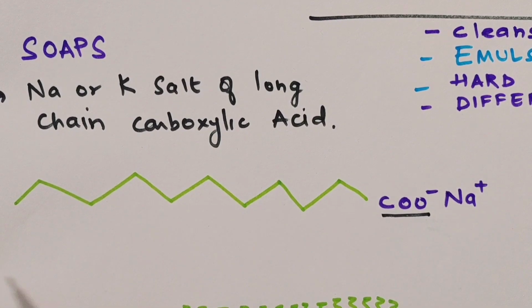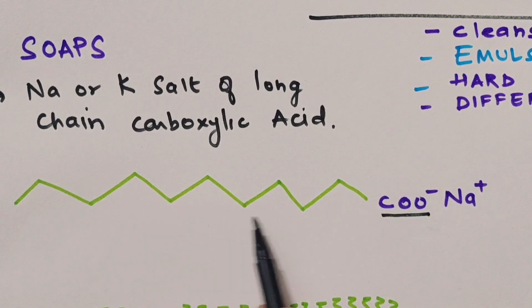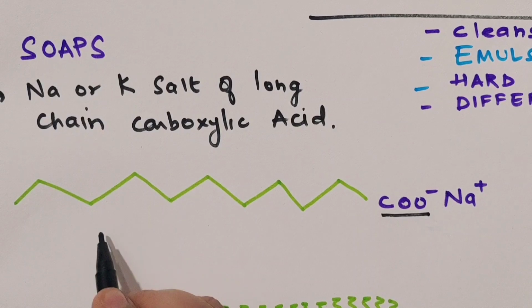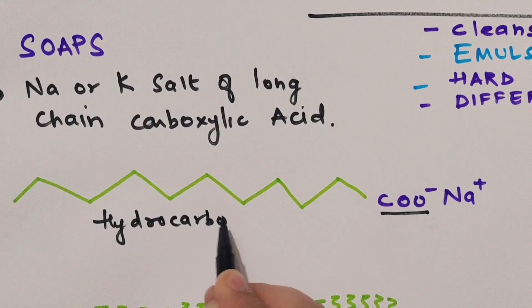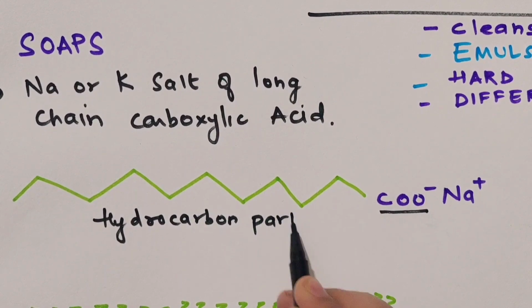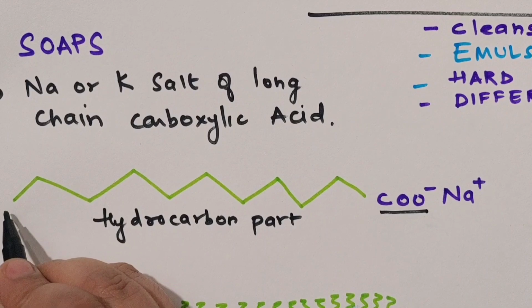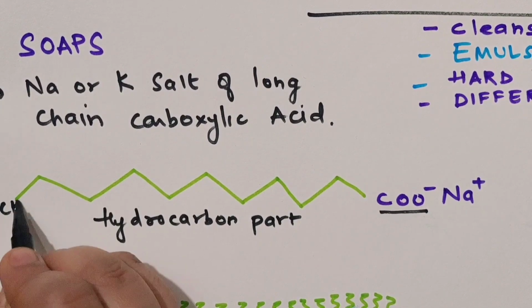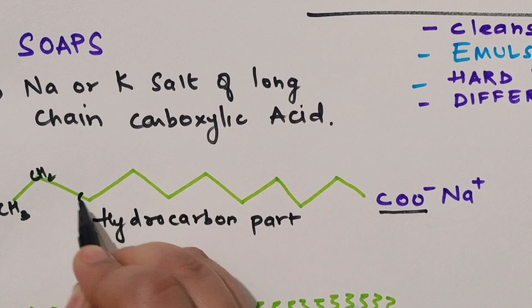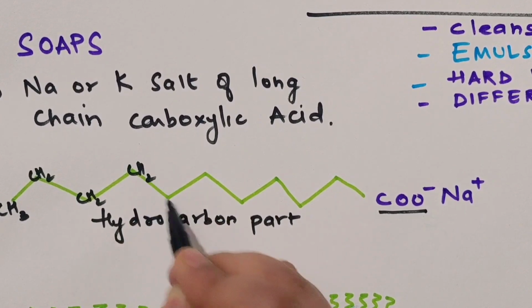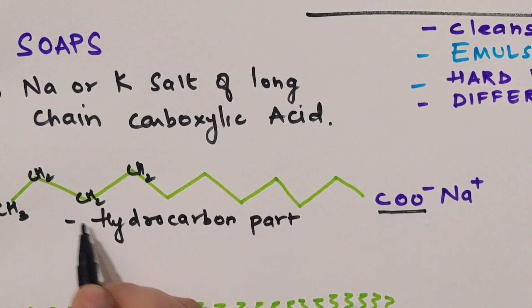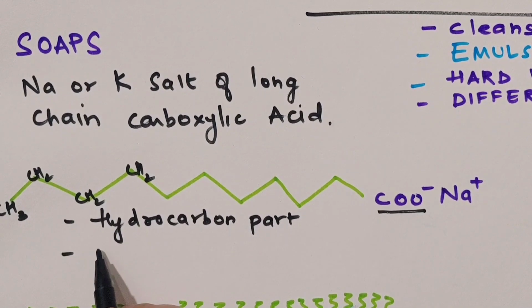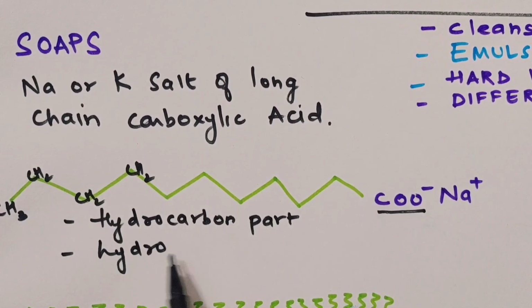So this soap molecule has two parts, broadly. One is this long chain. This is the hydrocarbon part, which means it has only carbon and hydrogens. Here you would have CH3, then here you would have CH2, then again CH2, CH2, and like this it goes on. This hydrocarbon part is called hydrophobic.